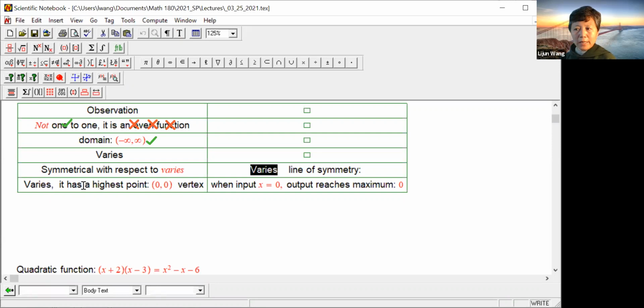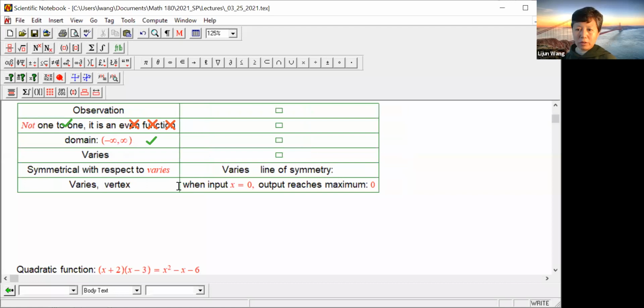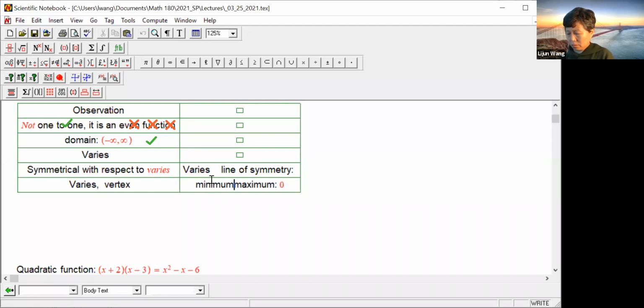Right? Varies. And so the line of symmetry varies. Now, highest point or lowest point varies. So vertex varies. Max or min varies. Okay, did we leave anything out? Common feature, right? We observe from these cases, we get these common features. So now, what next?